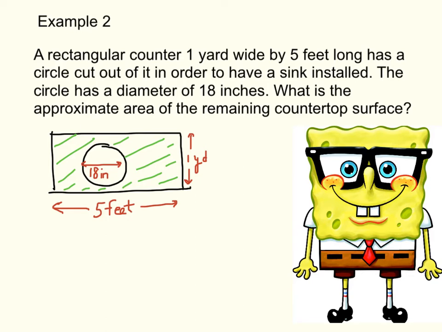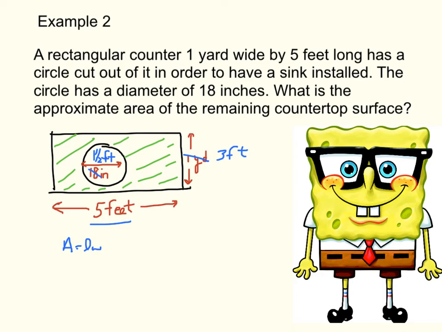Hopefully you realize that there are 3 different units of measurement. So we have to convert. Now we could change everything into inches, we could change everything to feet. It's completely up to you. I'm going to change everything into inches. I'm sorry, not inches, feet. So 5 feet we already have. Well, 1 yard, that's going to be 3 feet. Well, 18 inches is 1 foot 6 inches. So this would be 1.5 feet. So we have to take the area of the rectangle and subtract from it the area of a circle. So let's set this up.